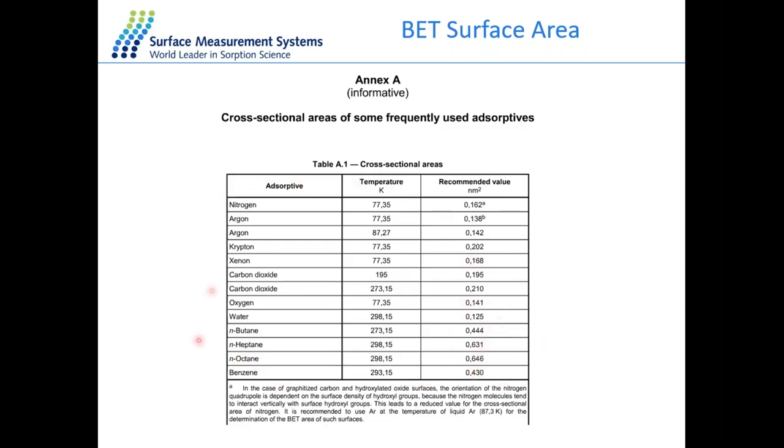So you can use a range of molecules. You do not have to use nitrogen or krypton or argon. You can use water, octane, heptane, benzene, as long as we know the cross-sectional area of that particular gas or vapor, then we can apply the BET equation.